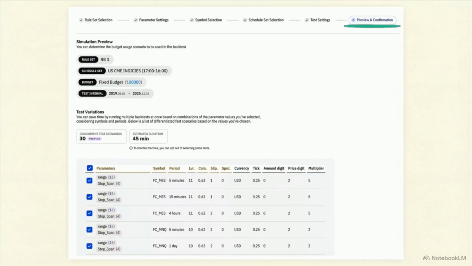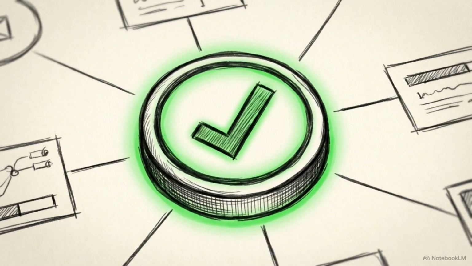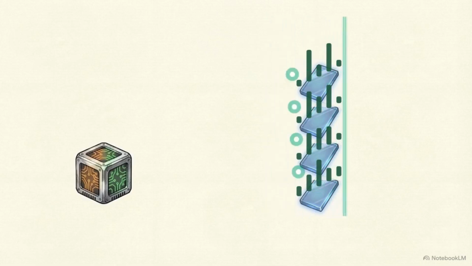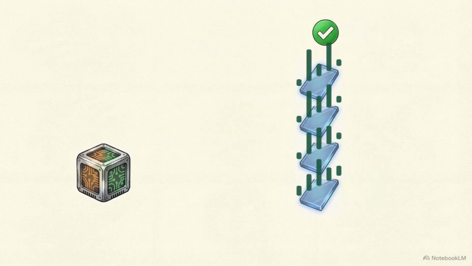This is your final sanity check before committing computational resources. Because we set up incremental parameters earlier, the summary box shows a matrix of concurrent scenarios, 30 variations that will take roughly 45 minutes to process. Once everything is correct, click Confirm to officially launch the backtesting engine. By carefully reviewing this matrix, you maximize your testing efficiency, running dozens of complex scenarios in a single batch.